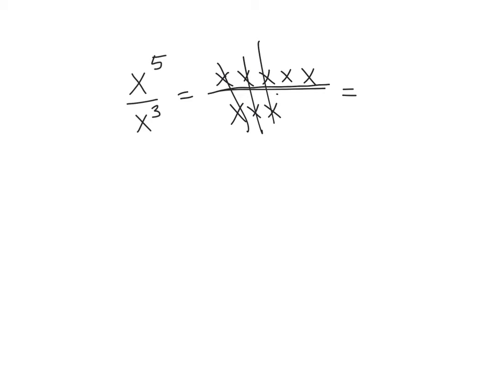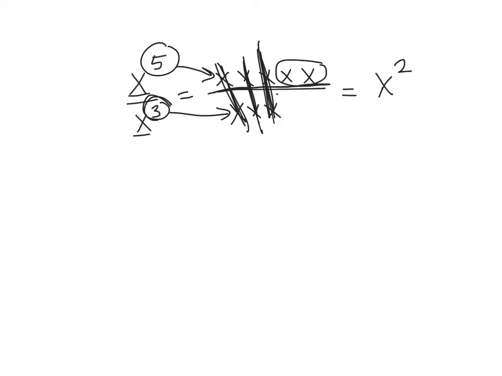And if we look at this, here's our fraction bar. The 2 that are left are on the top of it. So this is going to be x squared. So what happened was this 5 told me that I had 5 of them here. This 3 told me I had 3 of them here. But because these are the same base, there's going to be canceling happening. And how many cancelings is based on my smallest number. So I have 3 on the bottom that are going to cancel with 3 on the top.